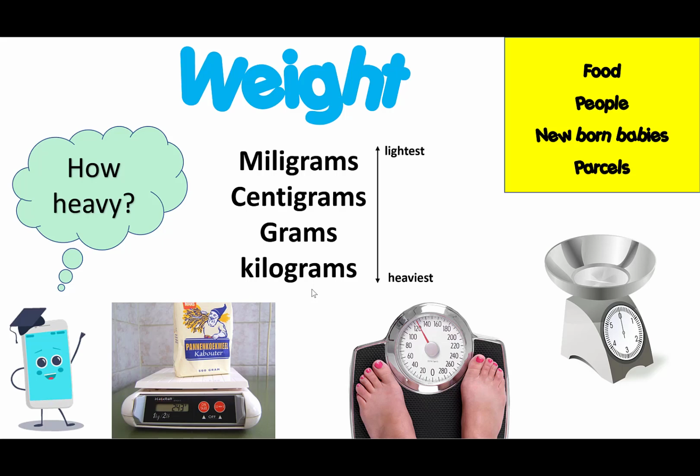Some things that you might weigh: we might weigh food, people weigh themselves, newborn babies are often weighed, and things like parcels. If you're sending off a parcel, it will need to be weighed and the cost of the parcel will depend on the weight.